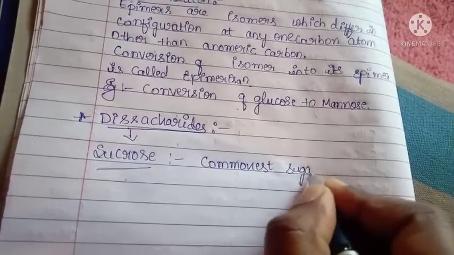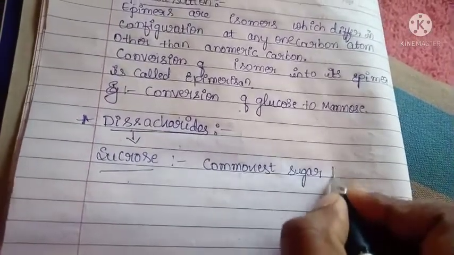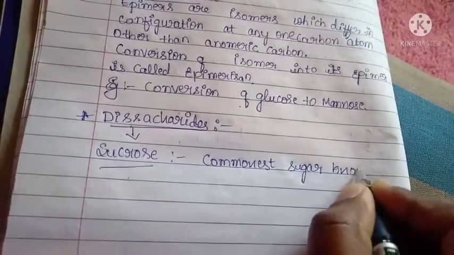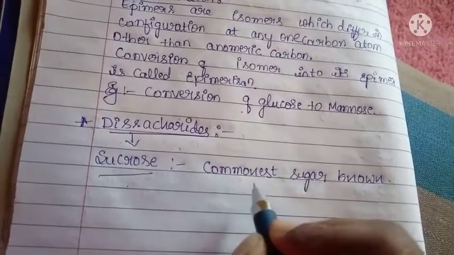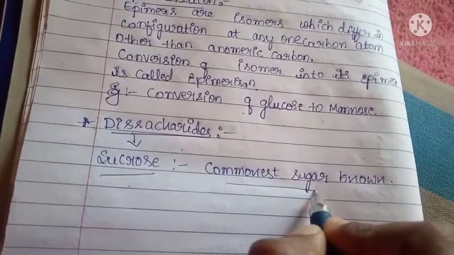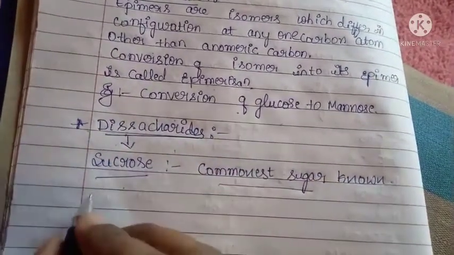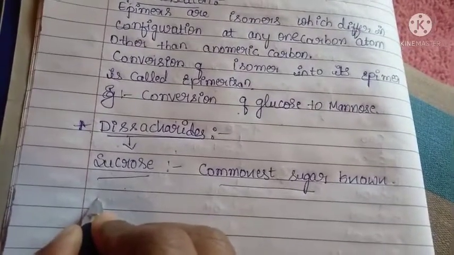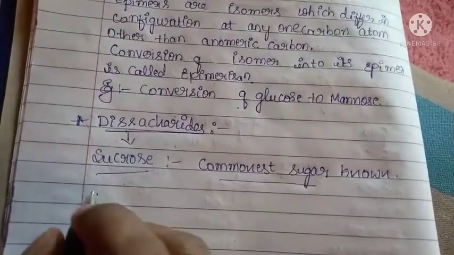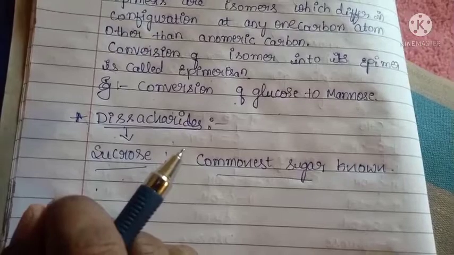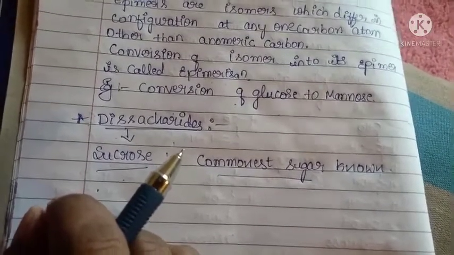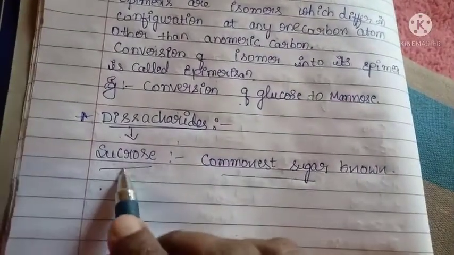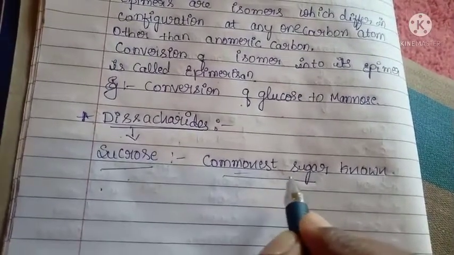Okay, we know that we are now using sucrose, commonly the sugar in the home. We already know about that. The main source of sugar, it means sucrose. How will we get the main source of sugar? From sugar cane. You have to know about that. Sucrose is called the commonest sugar.